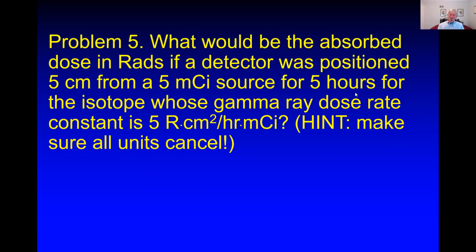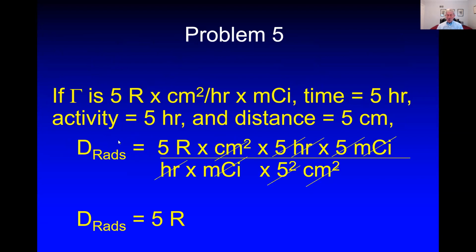Now, if you get that problem on the exam, here's my advice. Don't panic. It is not a hard problem. All you have to do is take this constant right here and multiply by 5 millicuries, 5 hours, over 5 centimeters squared, and just make the units cancel. It's really simple. Look at this. Here's your constant. Hours in the bottom. So we're going to multiply by 5 hours. Hours cancel. Millicuries in the bottom. We're going to multiply by 5 millicuries. Millicuries cancel. And look what's in the denominator.